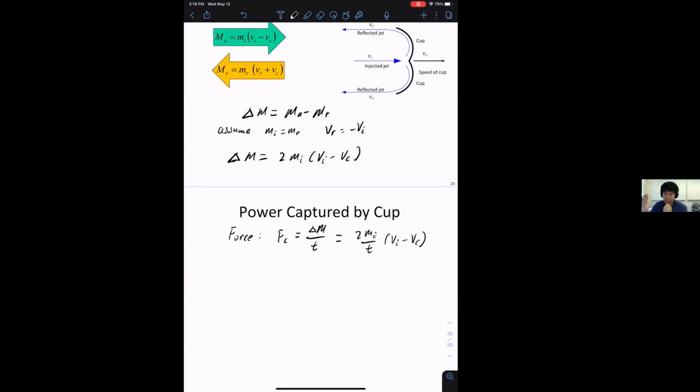So I know the force exerted on the cup. How do I convert this force to the power I'm generating on this cup? If we have a distance, we could use work, force times distance, to get work. But we have a simpler formula, right? So we don't know the distance, but what do we know?